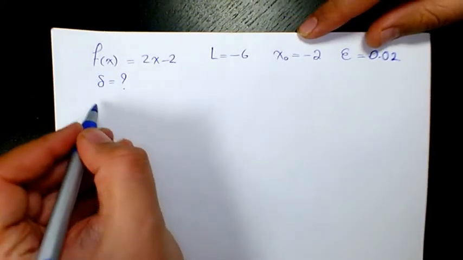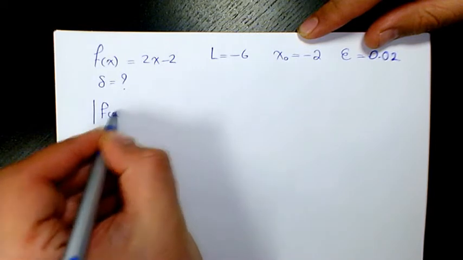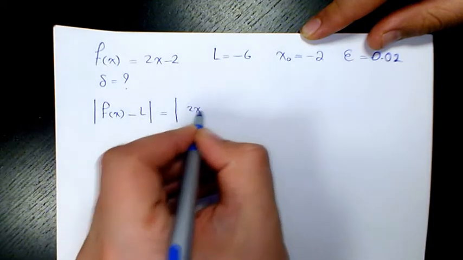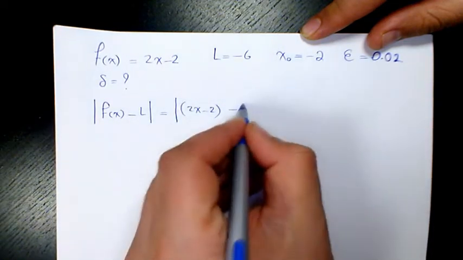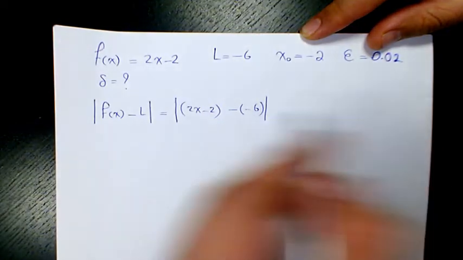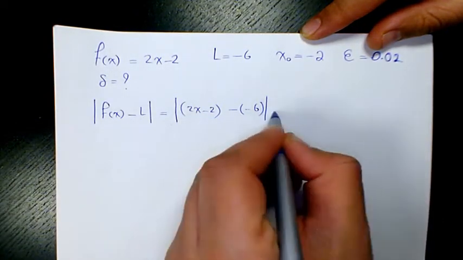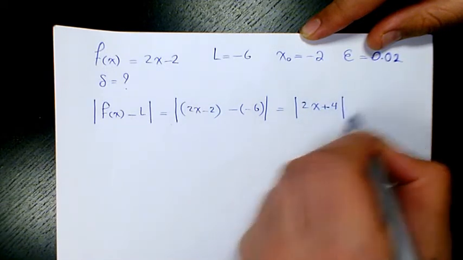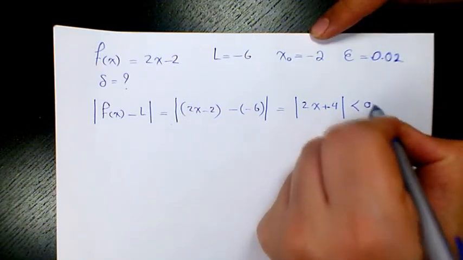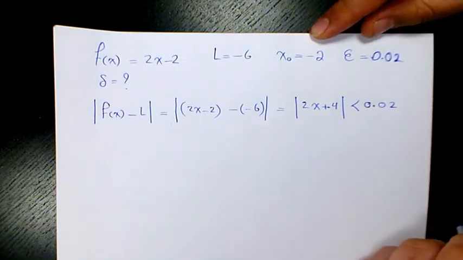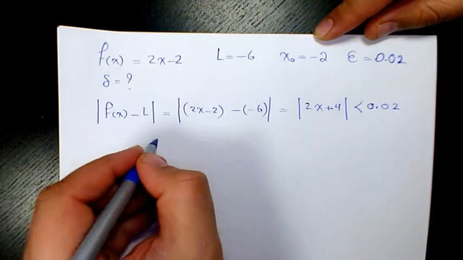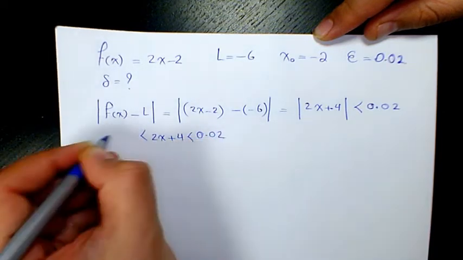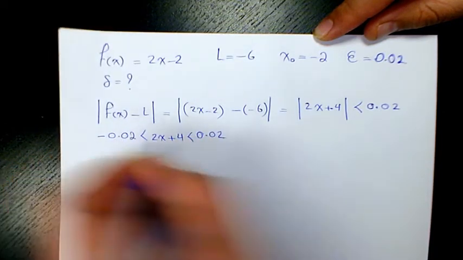So the first thing I'm going to say is that the absolute value of f of x minus L is supposed to be the absolute value of 2x minus 2 minus L, which is negative 6 in this case. When you simplify it, it's going to be 2x plus 4. That has to be less than epsilon, which in this case is 0.02. Which means that 2x plus 4 is less than 0.02 and greater than negative 0.02.